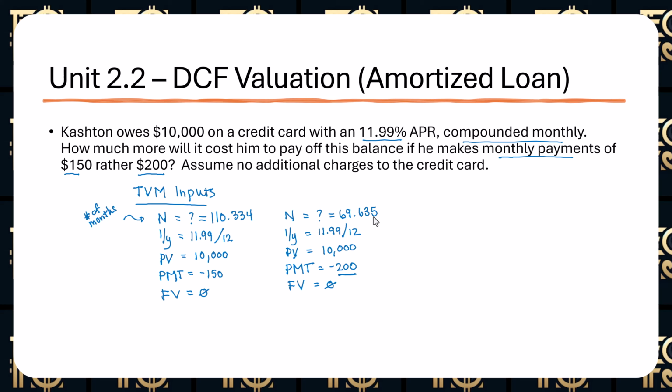Now the question that we want to answer is, how much extra interest does he pay by only paying $150 per month? What we're going to do is calculate the total dollars paid on the loan or on the credit card under each scenario. I'm going to call this A, and I'm going to call this B so that we can keep it straight. Under scenario A, let's calculate the total amount that he would pay on this credit card.